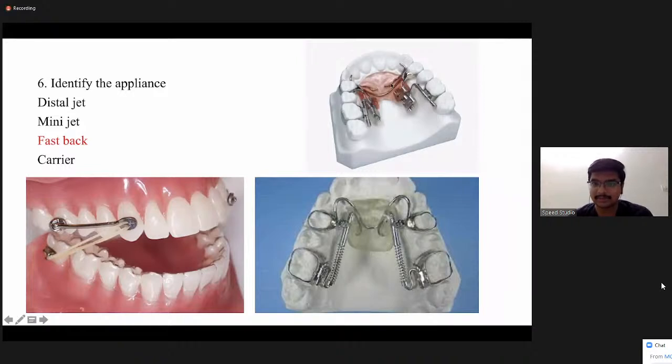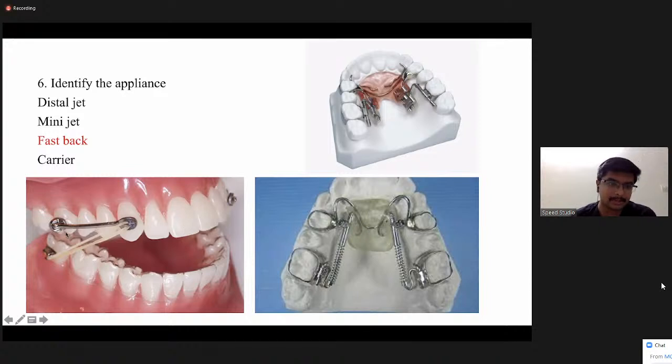Now, what's the difference between this appliance and this appliance? This appliance will not be using jack screws as mentioned here. This will be using only the niti coil springs. These niti coil springs on activation will produce a distal force movement which produces distalization of the molars. This is an appliance which also produces distalization, and the name of this appliance is called carrier appliance.